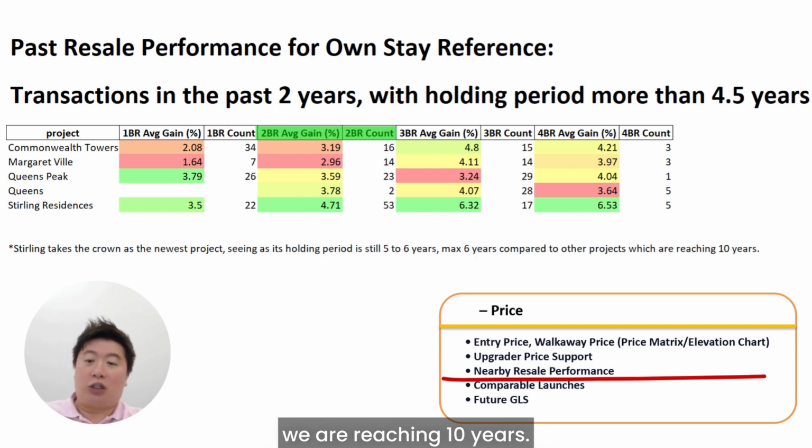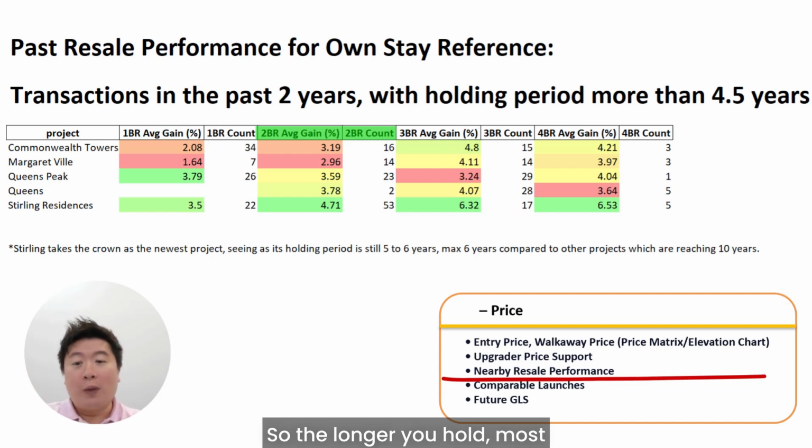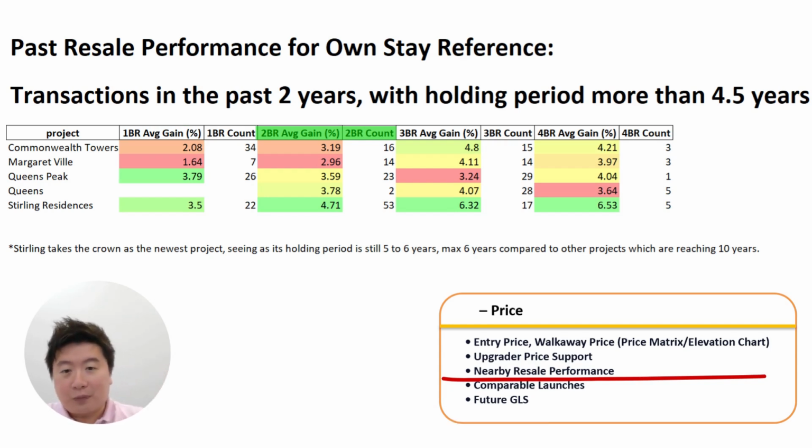Compared to other projects, we are reaching 10 years. So the longer you hold, the more your annualized gain starts to diminish most of the time, because it goes over a longer period, right? I mean, it makes sense, right?